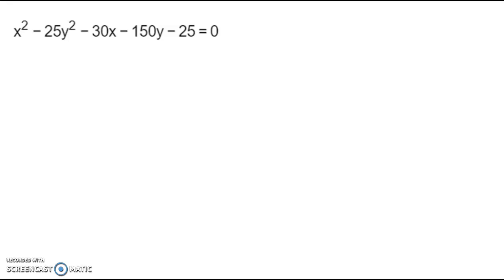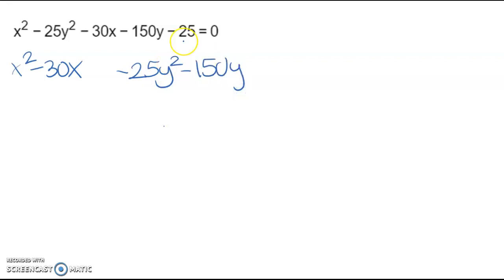Okay, so specifically with hyperbolas and ellipses and circles, we have two sets of squares. So if you look, we have an x squared and a y squared. And so the first thing we're going to do is try and separate our variables. So I'm going to put all the x's together. So here I have x squared minus 30x, and then I have a minus 25y squared minus 150y, and then at last I have a minus 25, and that 25 is not a variable, so I'm going to move it to the other side. So I'm going to add 25 to both sides.